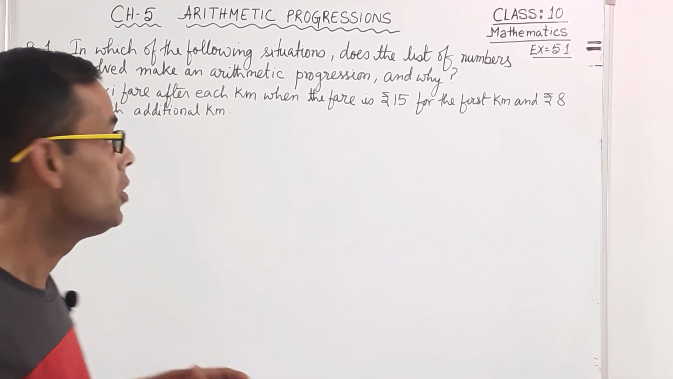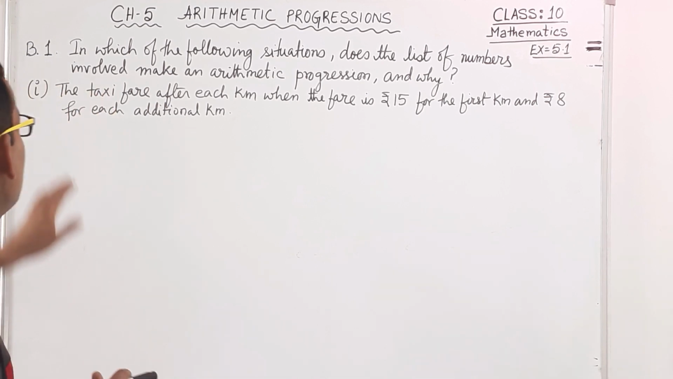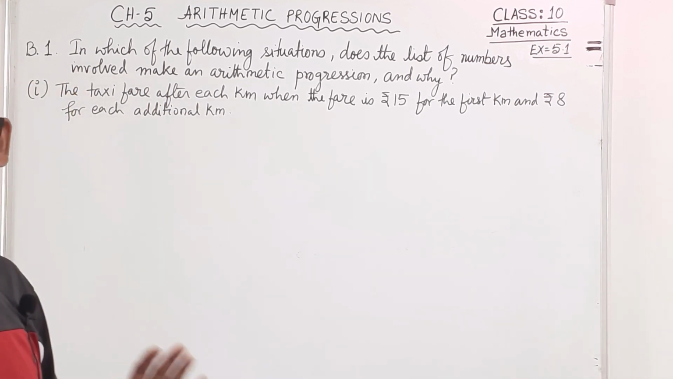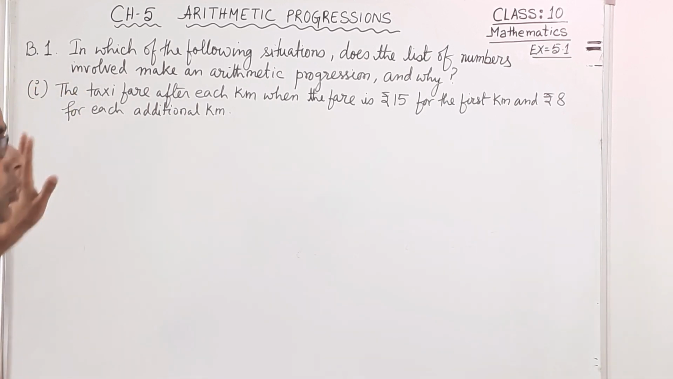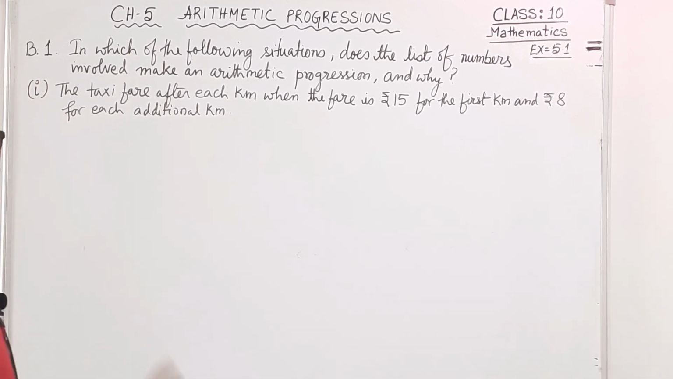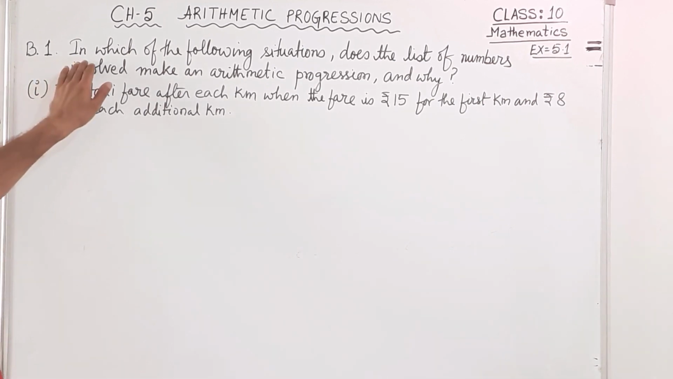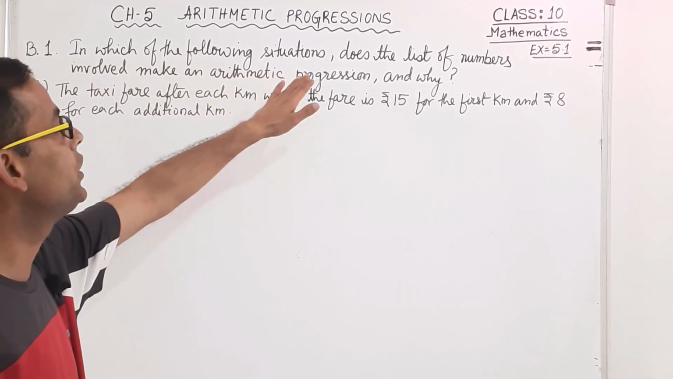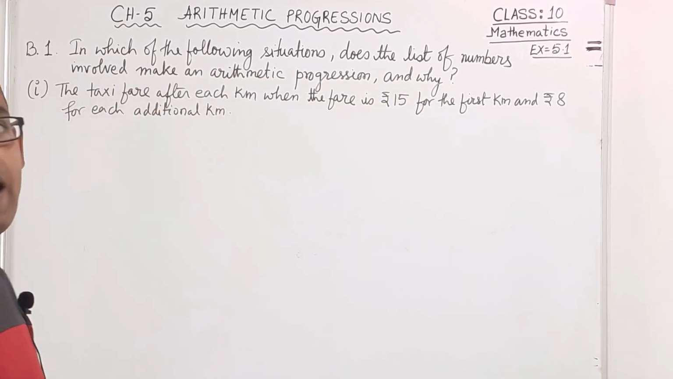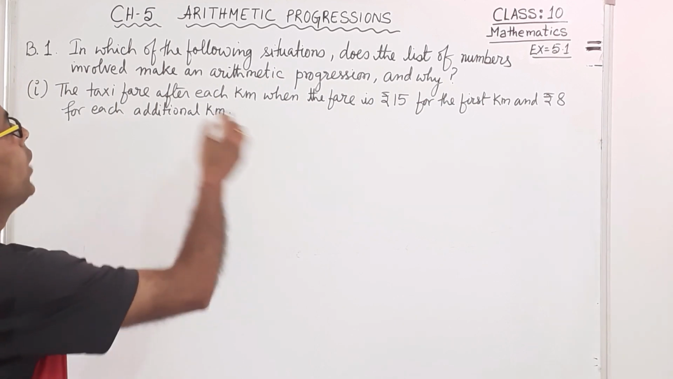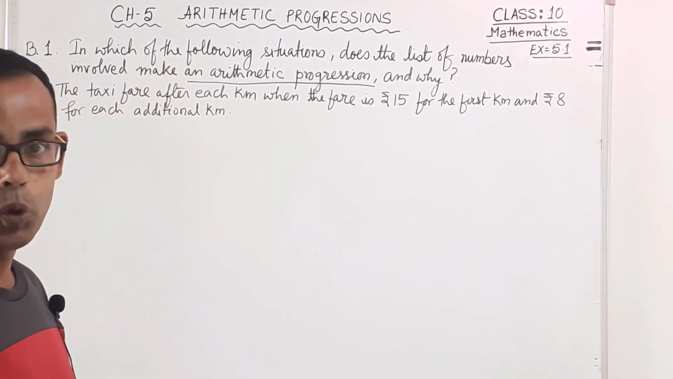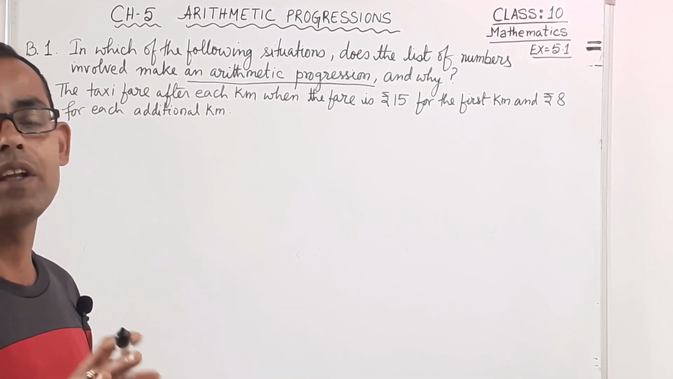Last means we have skipped one sum, that is B1. There are 4 sums, Roman 1, 2, 3 and 4, and those 4 sums we are going to solve today. So let us see what is given in the question. B1: In which of the following situations does the list of numbers involved make an arithmetic progression, and why? That means they are asking whether it is an arithmetic progression or not, and what is the reason.